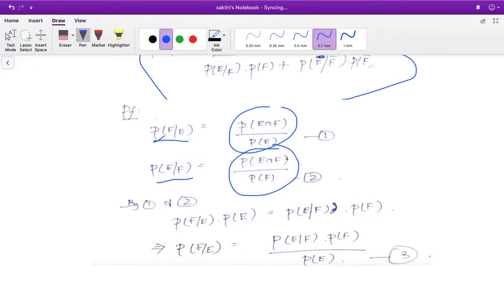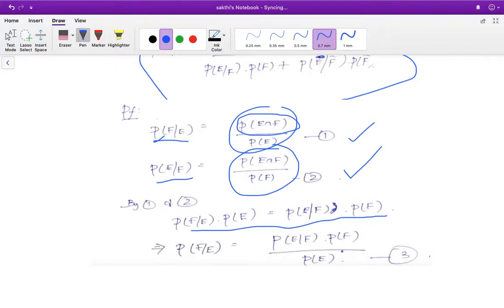Okay. So now what these two equations give is a common term, P of E intersection F. So we can find P of E intersection F from 1 and P of E intersection F from 2, and then we will equate them, and that's what we get. P of F given E multiplied by P of E is equal to P of E given F multiplied by P of F. And so P of F given E is nothing but P of E given F multiplied by P of F divided by P of E.